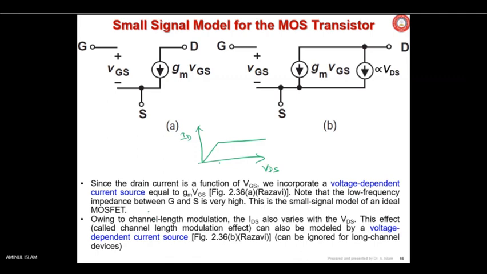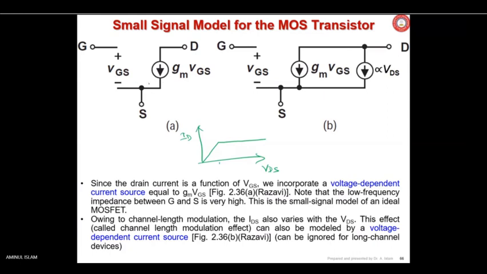So now we see that in the case of a MOSFET in the saturation region, it gives constant current. So it is thought of as a voltage controlled current source.